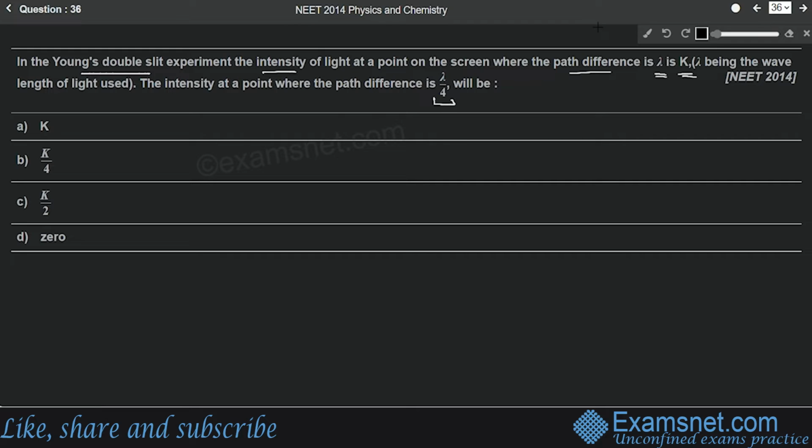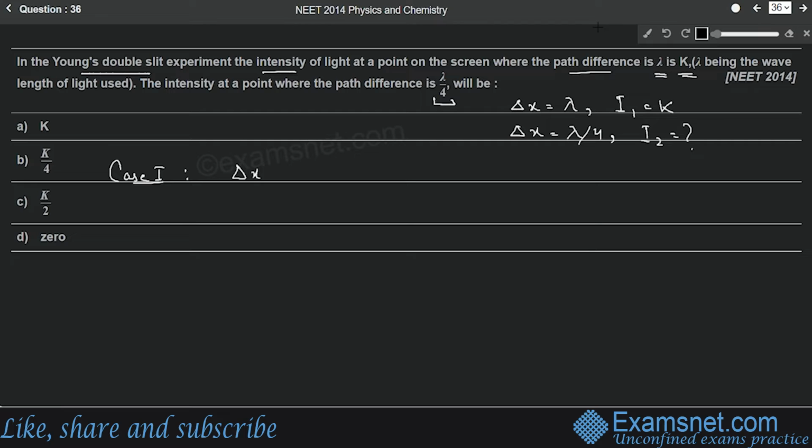So it is given that when the path difference, that is delta x, is equal to lambda, in that case the intensity, that is I1, is equal to k. And it is asked that when the path difference becomes lambda by 4, in that case what will be the intensity. So we have to find the intensity in the second case, that is I2. Okay. Now let's talk about the first case, case 1. In this case, what is given?